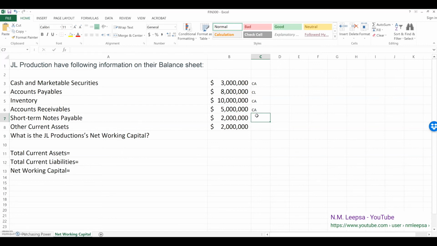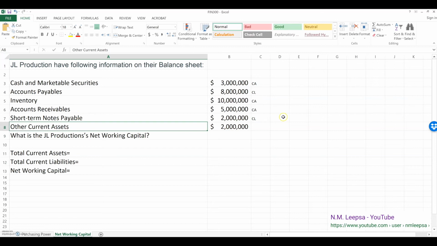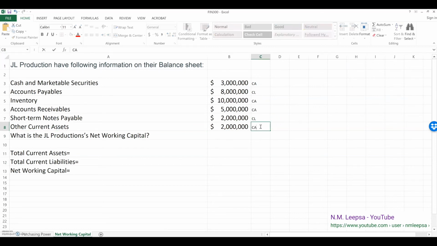Next one is your short-term notes payable. That is actually your current liabilities. And the last item is other current assets. It's very simple. We have to include that in the current assets.